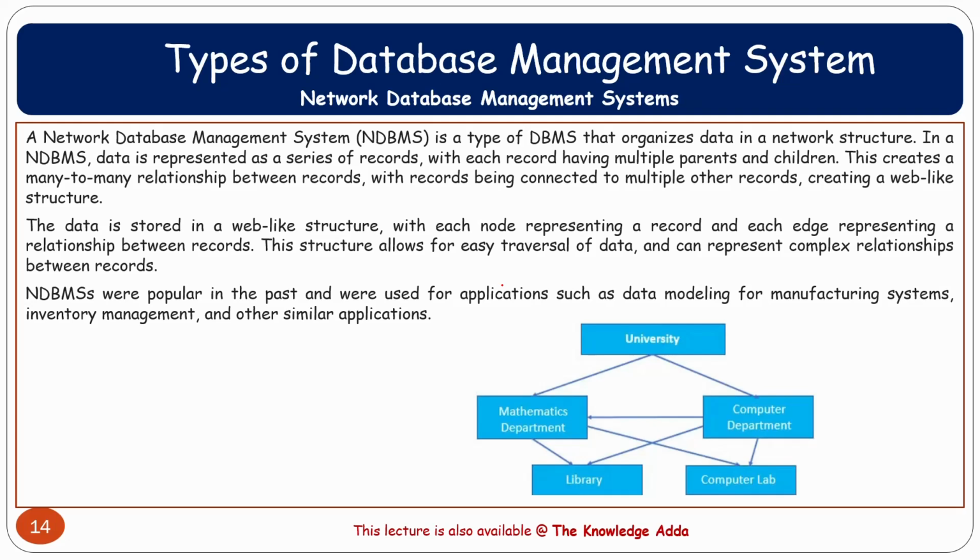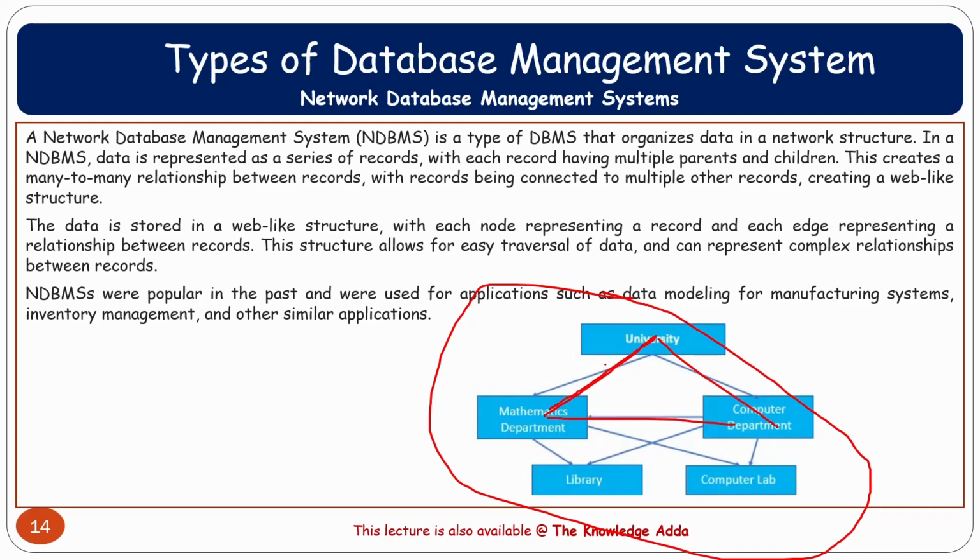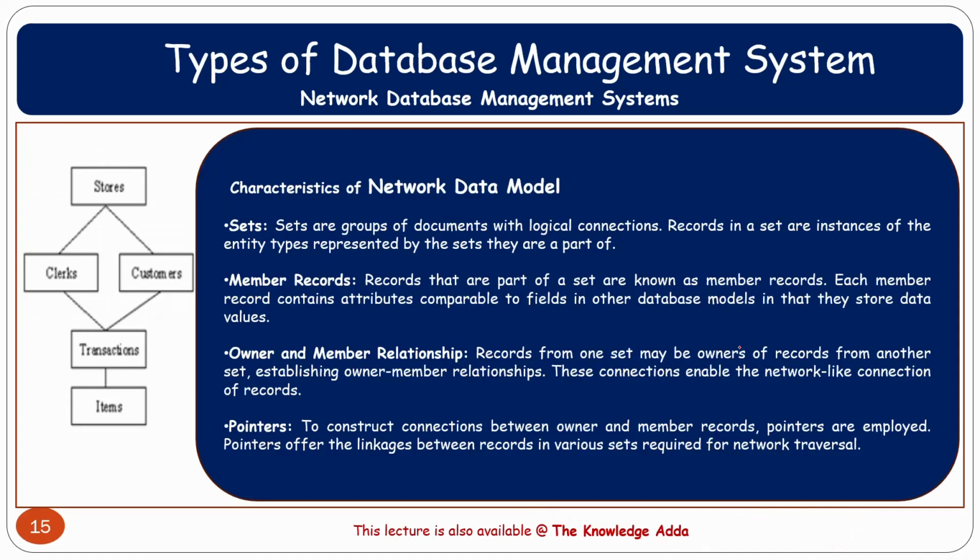It creates many-to-many relationships between records, with a record being connected to multiple other records, creating a wave-like structure. So here you can see an example of a network database management system. Here you can see university is connected to mathematics. University is also connected to the computer department. Also, mathematics is connected to the computer department. If I want to access this computer lab, I can follow this path, this path, or this path. So there are multiple paths possible to access data.